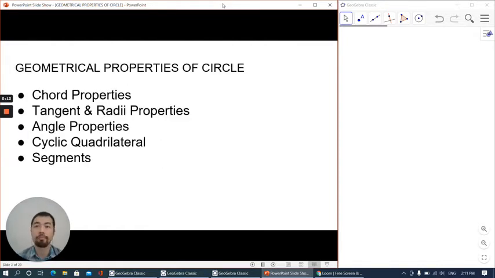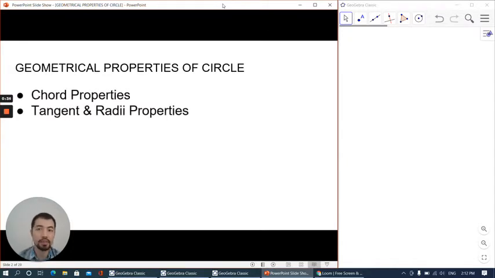Today, we are going to cover geometrical properties of circle. There are five items: chord properties, tangent and radii properties, angle properties, the cyclic quadrilateral, and segments. But for today, we are going to cover only two items: the chord and the tangent and radii properties.